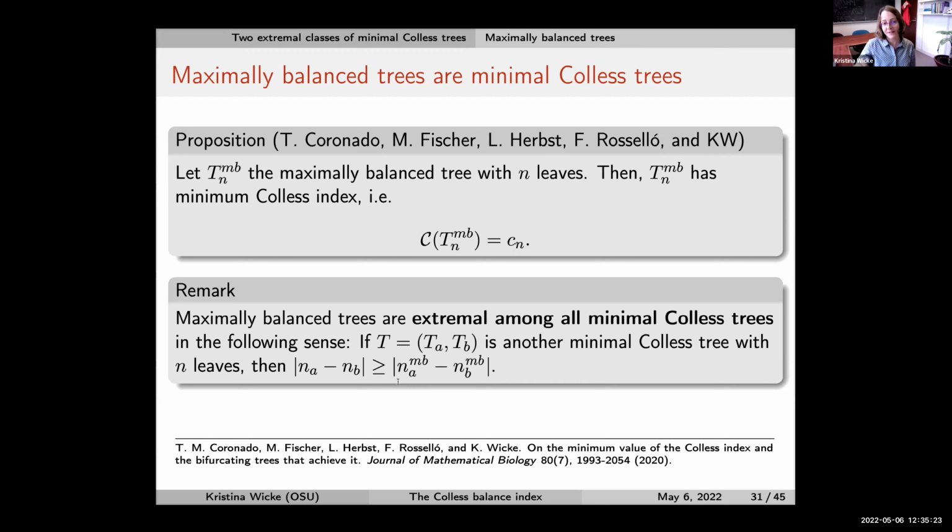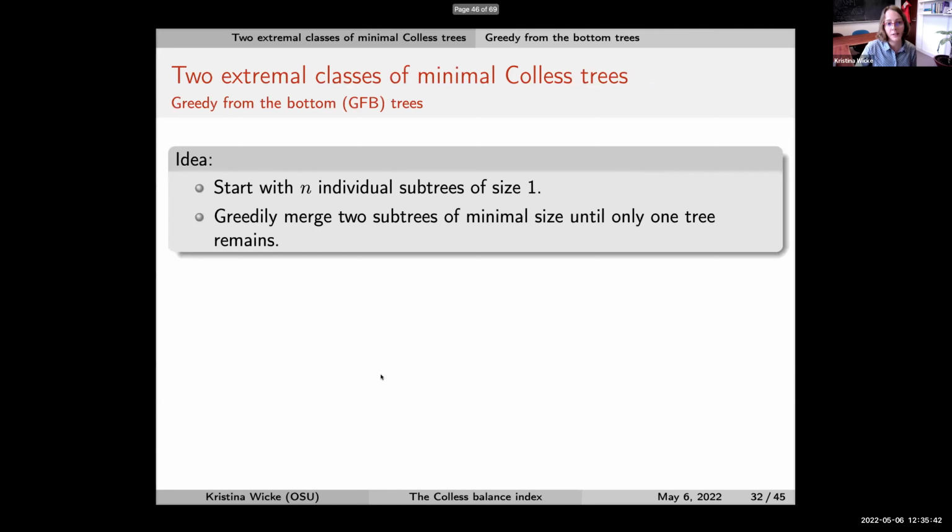However, the maximally balanced trees, if you think about it intuitively, we start at the root and we always split into two sets of the leaves and try to keep the size as similar as possible. So this is kind of a greedy from the top. What we then realized is that there's another way to get minimal Colless trees, and we call that greedy from the bottom, because now instead of starting at the root, we start at individual leaves.